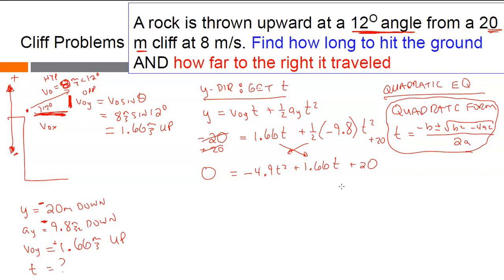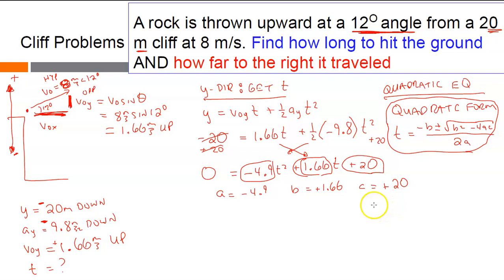We're ready to go. I need a, b, and c. A is the coefficient of the t squared term. So I take all this right here, including the sign. And b is the coefficient of the t term. So I take all of this, including the sign. And c is this last number, the constant term, the coefficient of the t to the 0 term, however you want to say that. And I keep the sign with that.